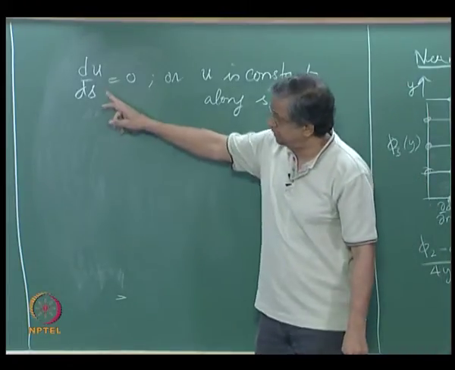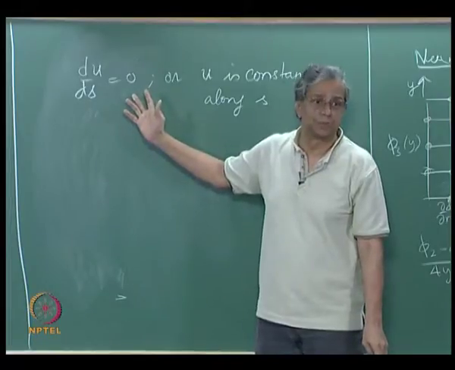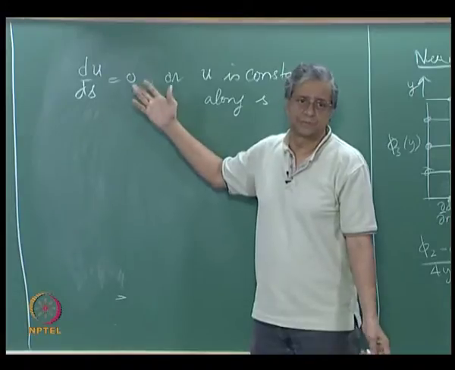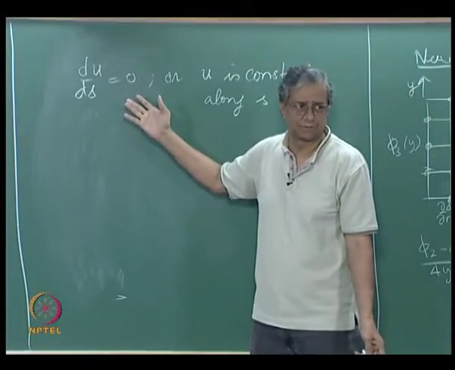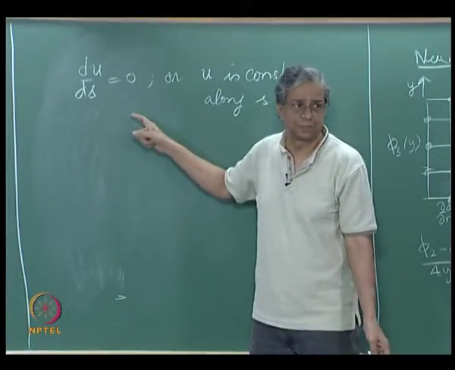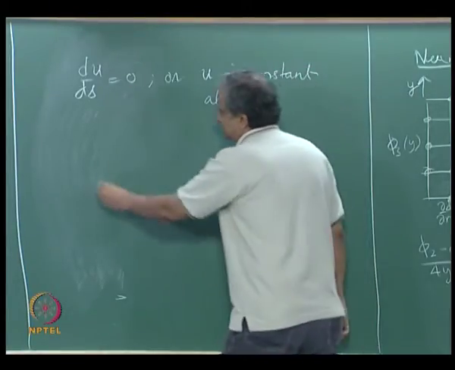Of course, if the right hand side of the differential equation had not been 0, if it had been something else, then this would be du/ds equals f, and then u would not be constant along s. Because the right hand side is 0, it happens that u is constant along s. What does this mean? Let us look at this pictorially.